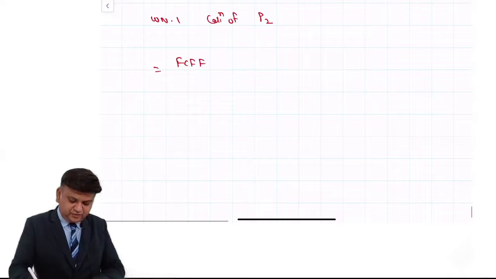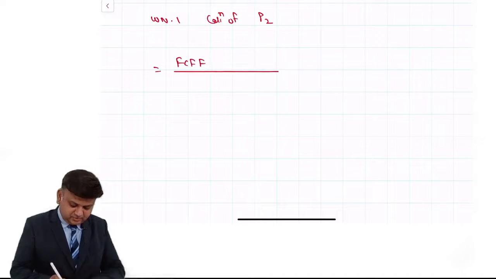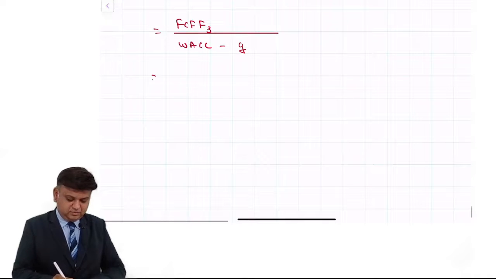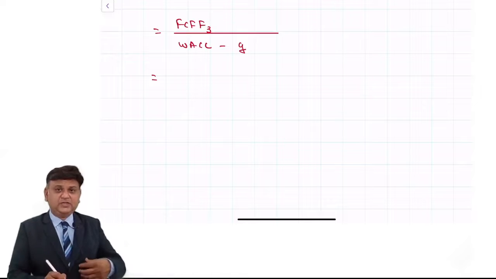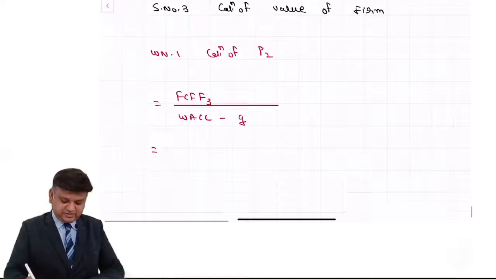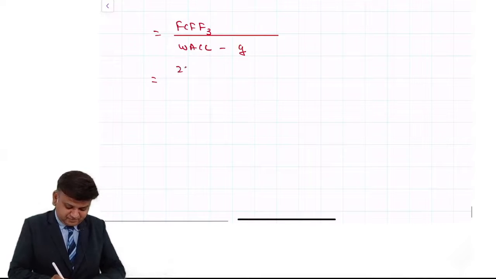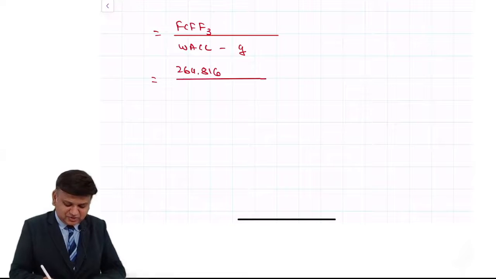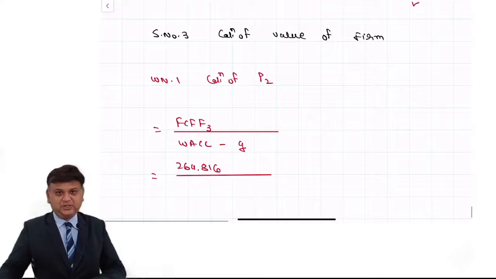So free cash flow for the firm for the third year divided by weighted average cost of capital minus growth rate. Okay, what is the free cash flow for the firm for the third year? It is 264.816 divided by weighted average cost of capital minus growth rate.